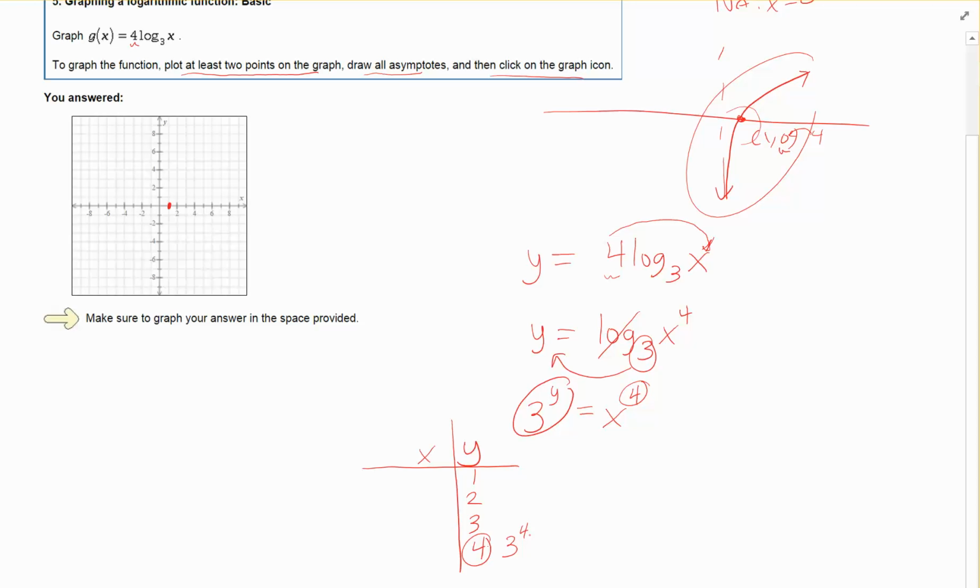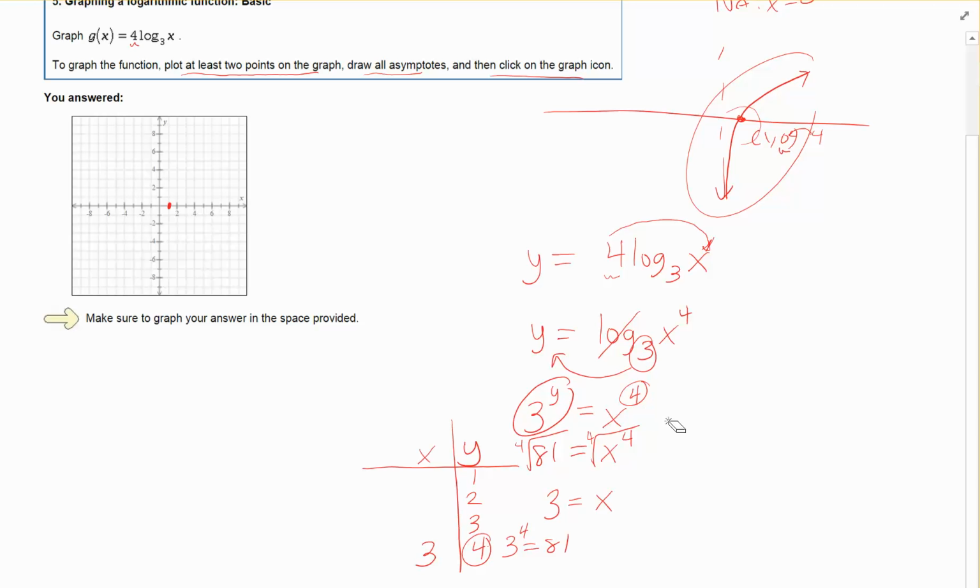3 to the 4th is 81. So that would give me, well, that's not my solution, but that would give me 81 over here, and I have 81 not equal to x, but equal to x to the 4th. And then to solve for x, I'm going to have to 4th root it. So I'm thinking, what number raised to the 4th power is 81, and it's just 3. So I should have an ordered pair at 3, 4.